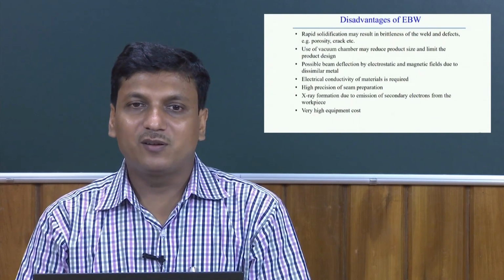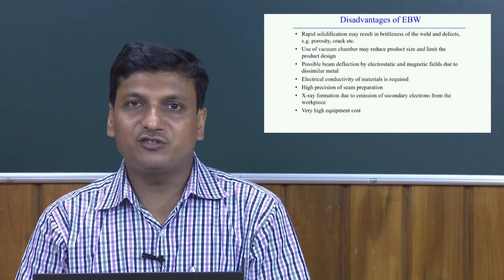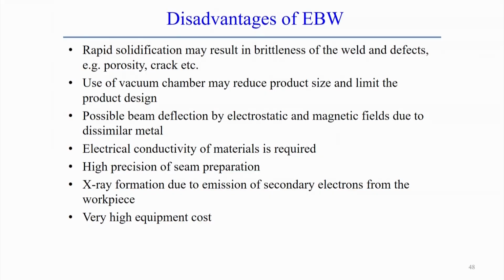Also, X-rays form during the emission of secondary electrons from the workpiece. So, that is another hazard we should consider during electron beam welding, which is absent in other welding processes. That is one of the important disadvantages of the electron beam welding process. And finally, of course, this machine is very costly. So, cost is the main limitation to the wide application of this welding process.